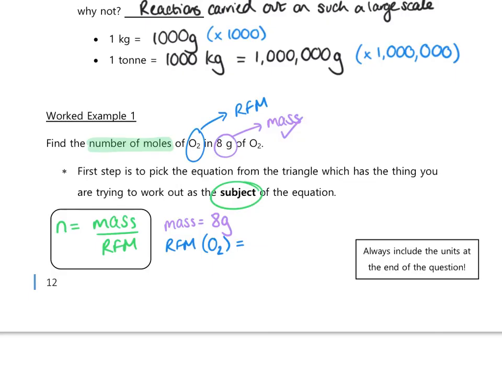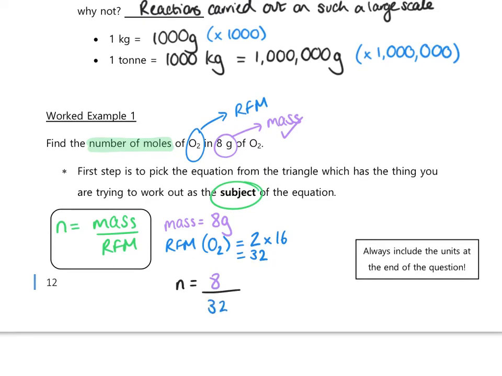So going back to our calculation now, we have 2 oxygen atoms, and each have a mass of 16. So it's 2 times 16, which is 32. So finally, I'm ready to put it back into my equation. n equals mass over RFM. So n is equal to mass over RFM. So the mass is 8. The RFM is 32. And put that into your calculator.